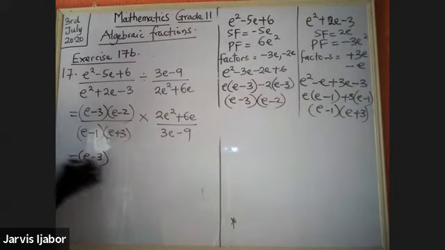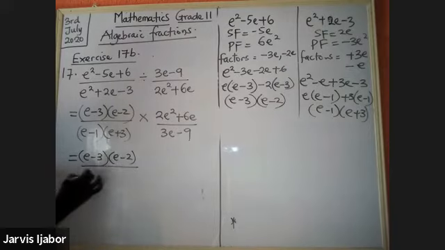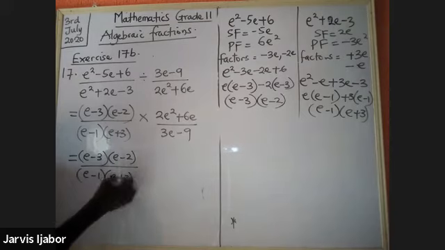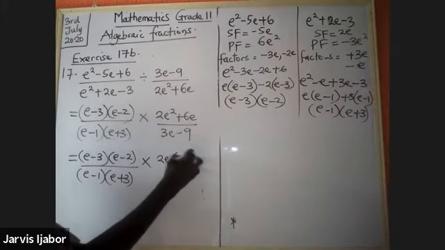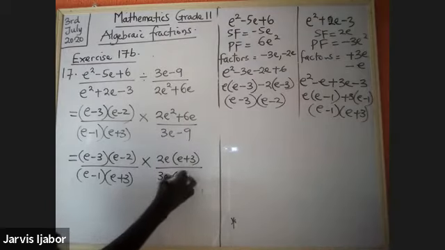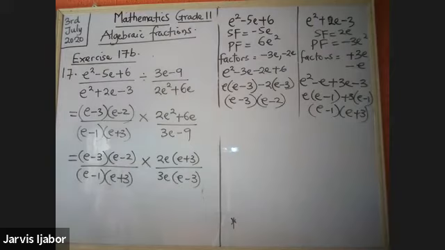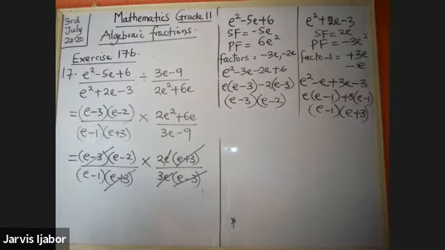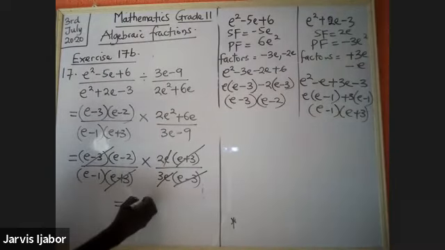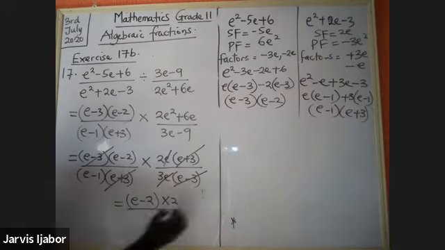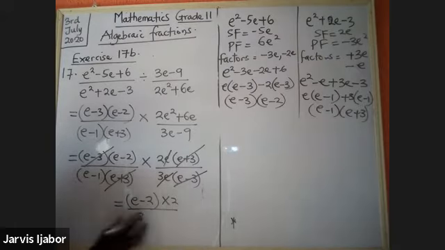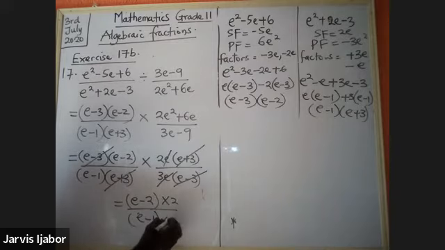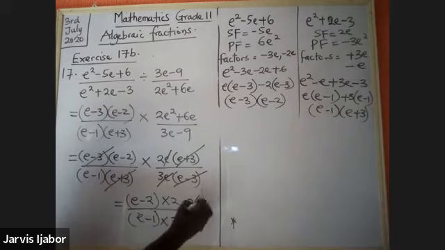Now, this will give you e minus 3 into e minus 2 over e minus 1 into e plus 3 times 2e into e plus 3 divided by 3e into e minus 3. So with that in place, you will cancel this, you will cancel this. You cancel this and you cancel this. You cancel this and you cancel this. So invariably, what you're left with now is e minus 2 times 2 divided by what? 3, or rather, e minus 1 times 3. So that will give you 2 into e minus 2 all over 3 into e minus 1.